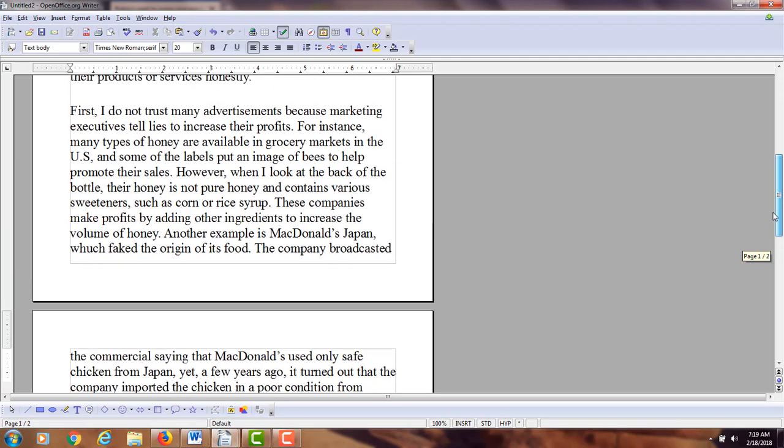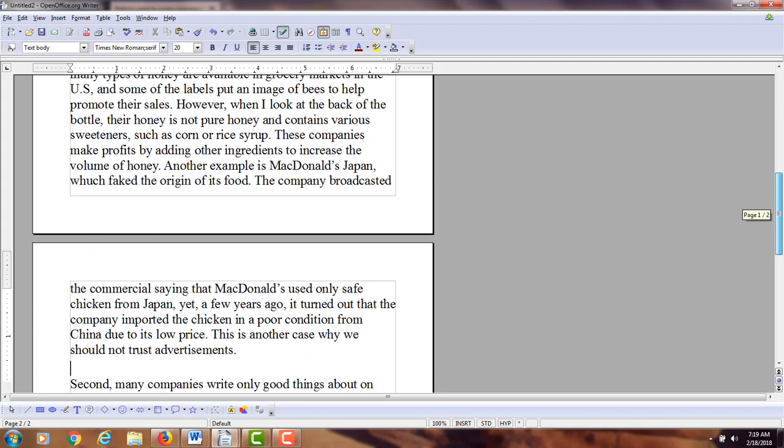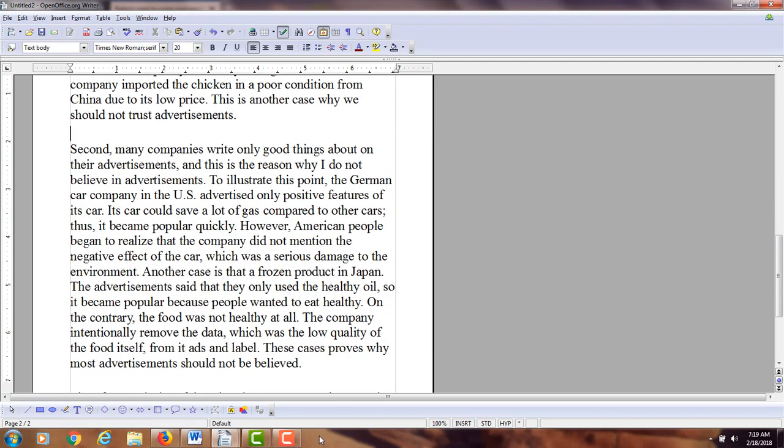Now, if you want to really be impressive, if you want to show a little bit more depth of writing, instead of using two examples, the example of honey and the example of McDonald's in Japan, just focus on the honey example and then spend more time developing just that one example for just this one paragraph. And that gives you even more depth and complexity of thought to the writing.